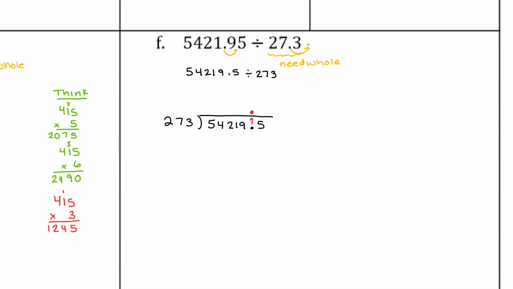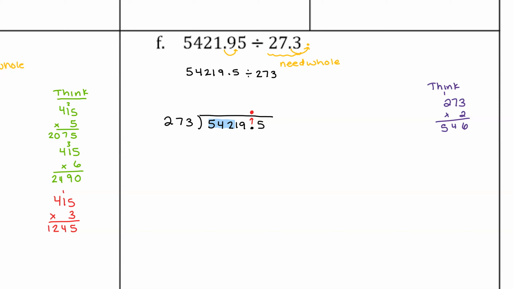Okay, so I can't make 273 go into 5 or into 54, but I can make it go into 542. Now, let's see, is it going twice? I don't know. I'll do a think step over here in my margin. 273 times 2. 2 times 3 is 6. 2 times 7 is 14. Carry the 1. 2 times 2 is 4 plus 1 is 5. 546. Oh man, that's too big.